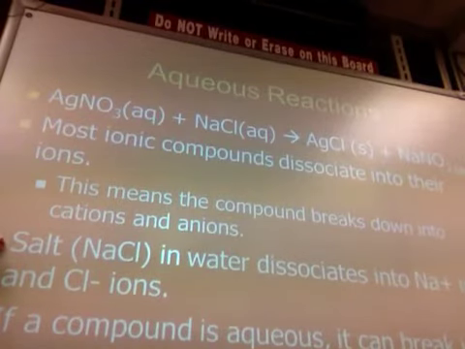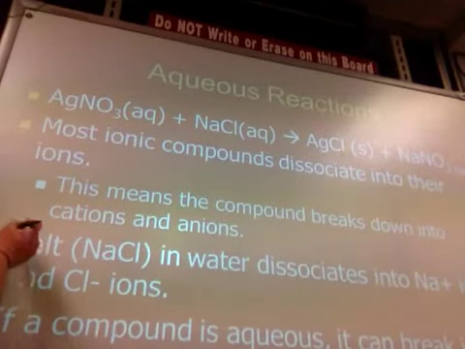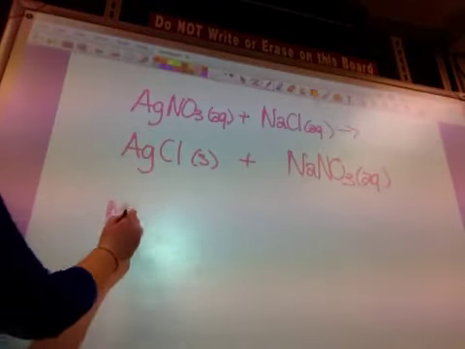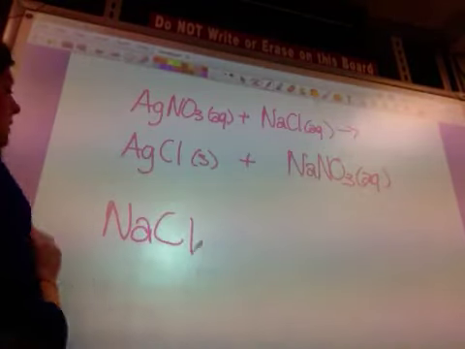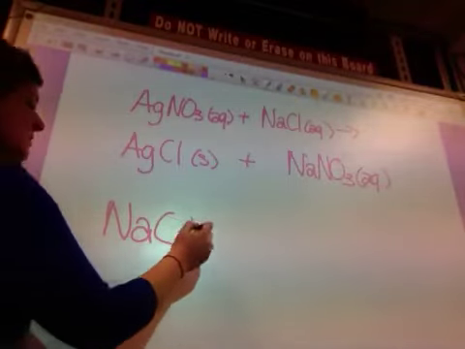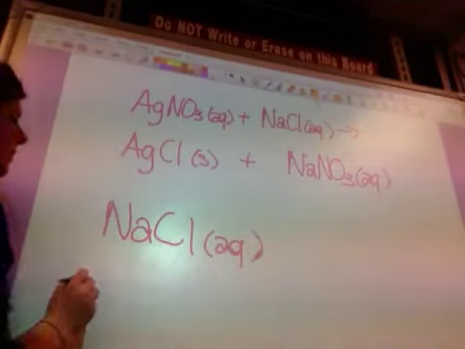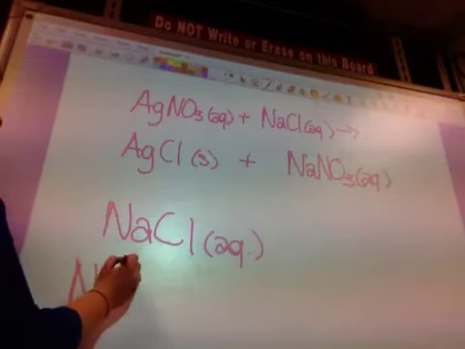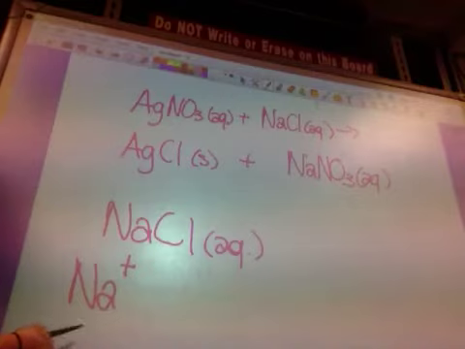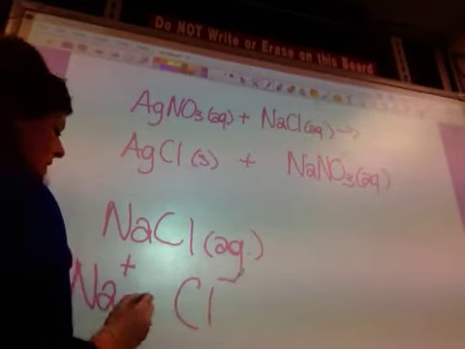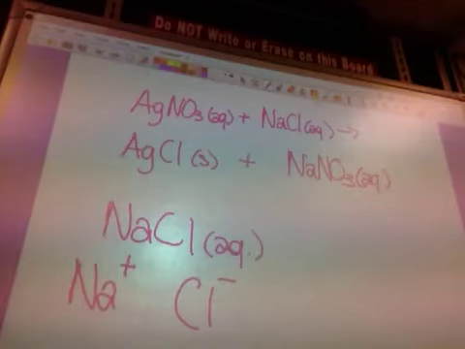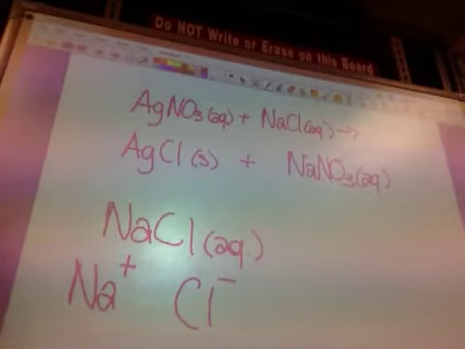So salt, NaCl, in water will dissociate into sodium ions and chlorine ions. So if I have salt in water, typically what it would look like is I have my beaker of water, and in that water I have sodium cations and then chlorine anions. So it's not really a compound when it's in water. Instead, they tend to be in their ion form, okay? That's what that means.